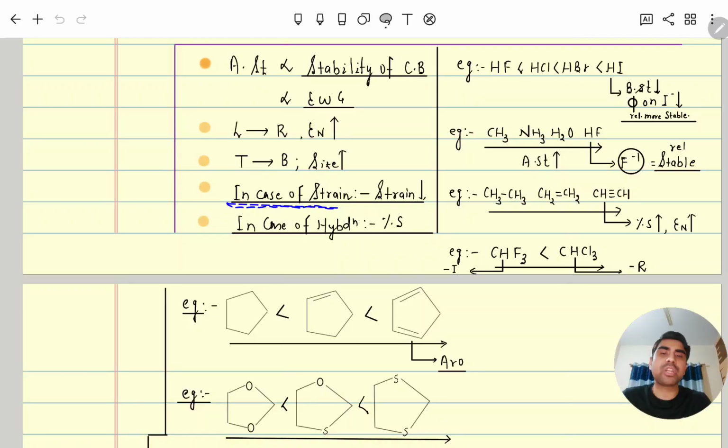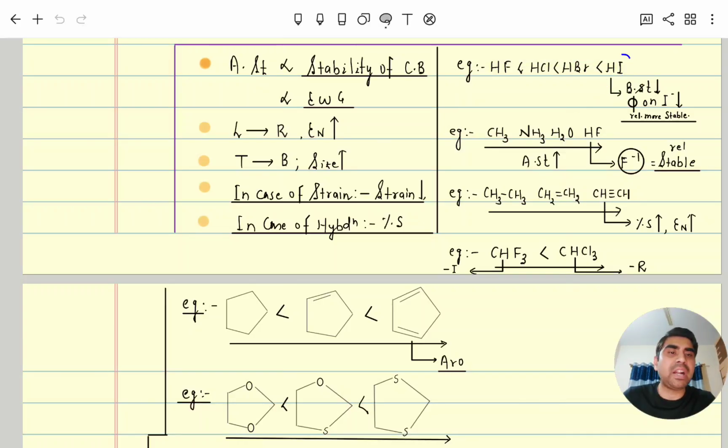In case of strain, the less the strain, the more stable that species will be. In case of hybridization, if the percentage of s character is more, that conjugate base will be more stable. Like here you can see HF, HCl, HBr, HI. So you know that the HI bond is relatively weak, so its bond strength is less.